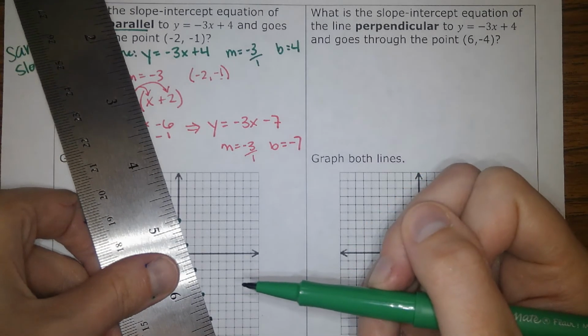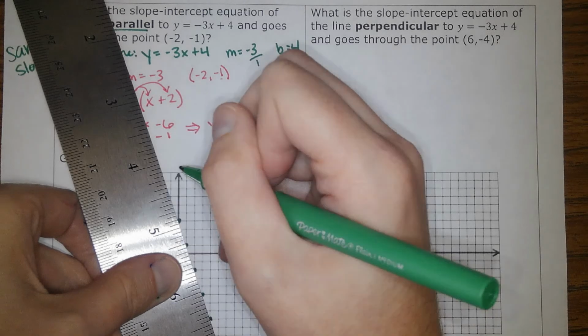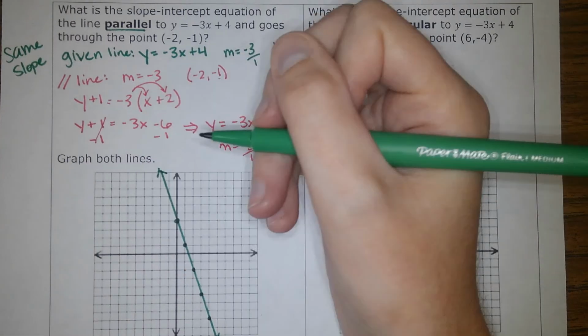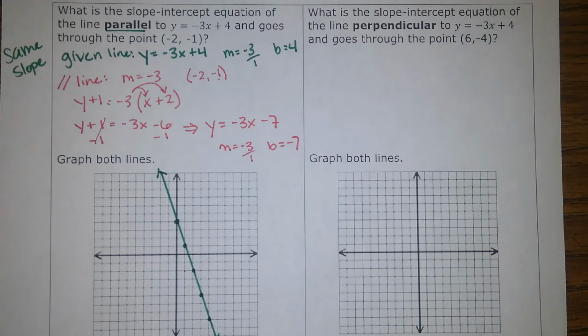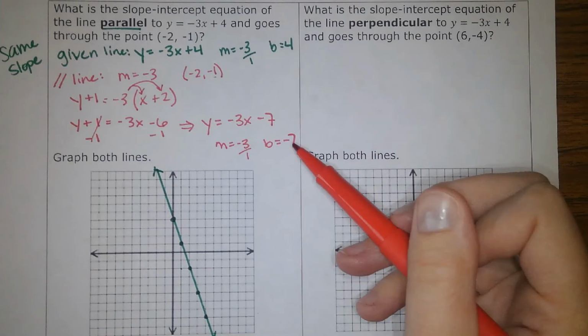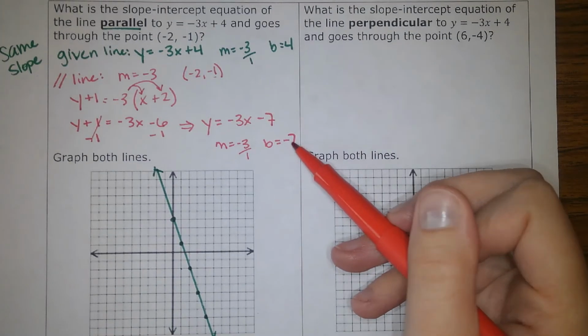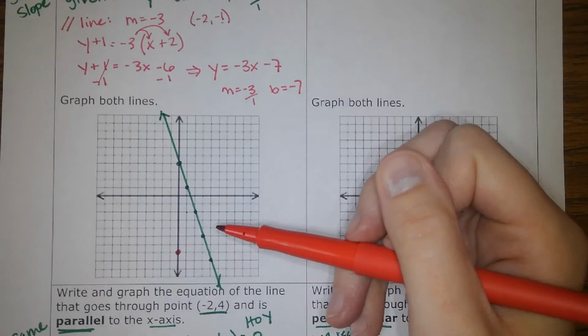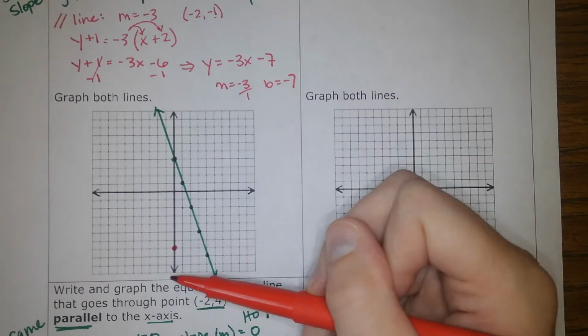And I'm going to graph my line. So that's my given line. Now my parallel line should hopefully look pretty similar. So we have our parallel line is at negative 7. We'll start there. Now I'm going to go down 3 and over 1, but that only gives me 2 points.